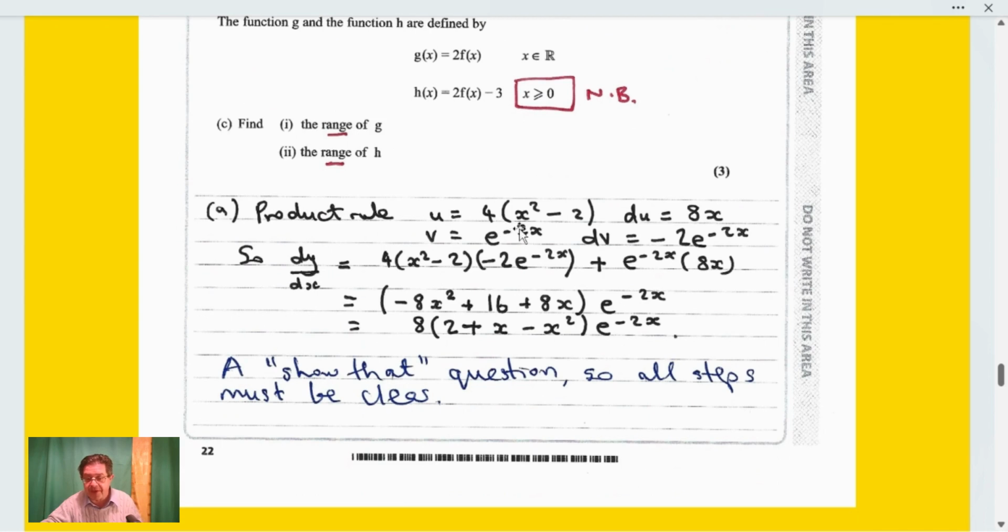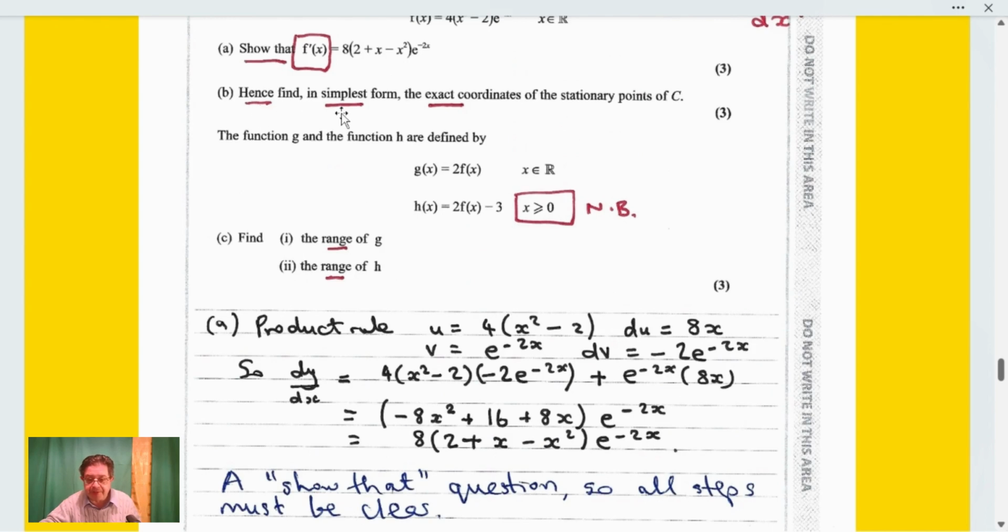So product rule with u is 4 times x squared minus 2. du will be 8x. And using v is e to the minus 2x, dv will be minus 2 e to the minus 2x. Putting those bits together, u dv plus v du, we get this. And that factorizes to put e to the minus 2x outside of brackets. And then we get 8 times 2 plus x minus x squared, as required.